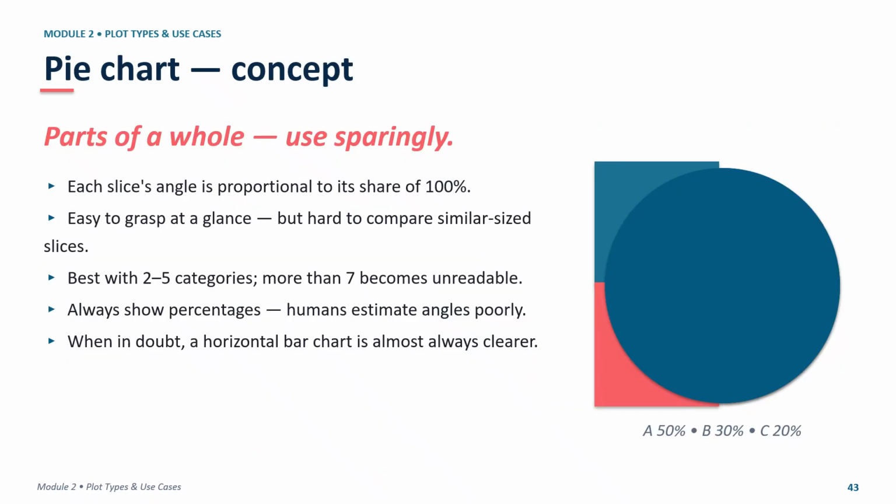And next is the pie chart. The pie chart is a very famous chart in the world. It can be used for various applications. Here you divide the circle into slices, where every slice angle is proportional to its share of the total. So a slice representing 25% gets a quarter of a circle, that is 90 degrees.